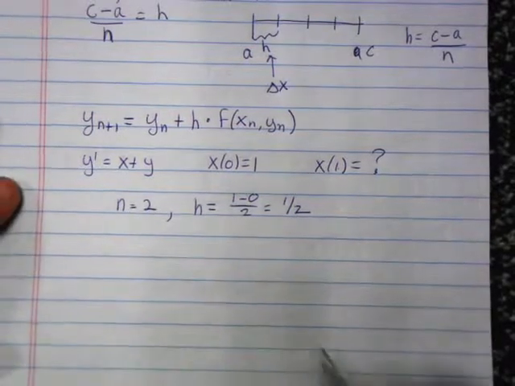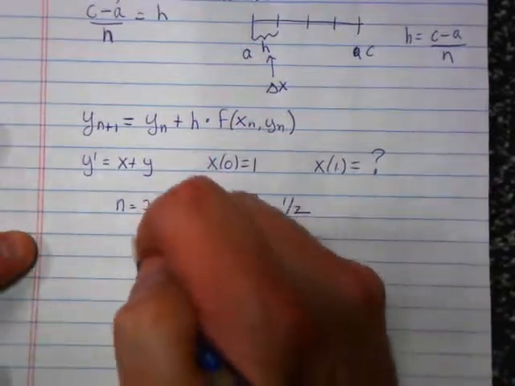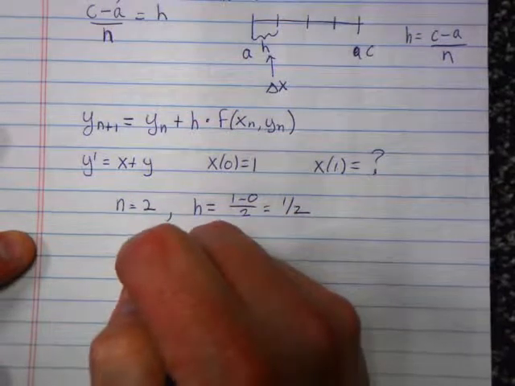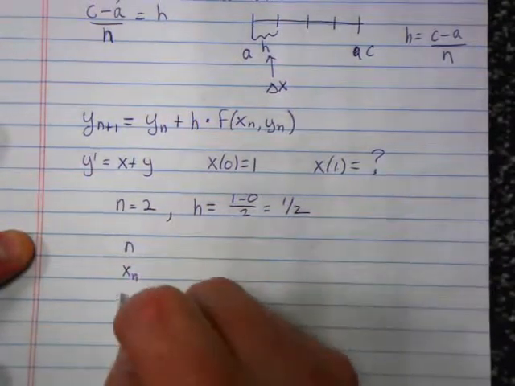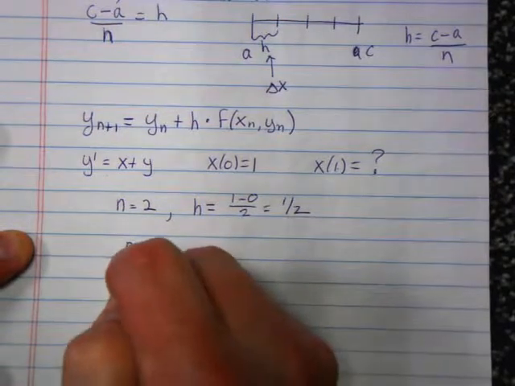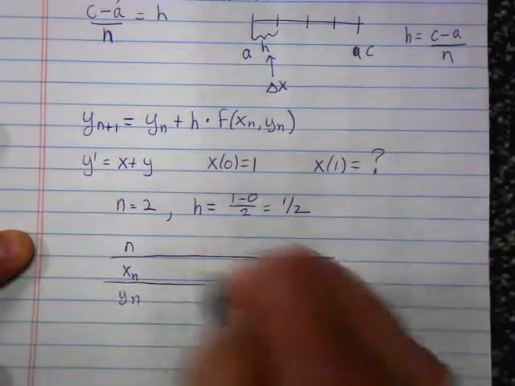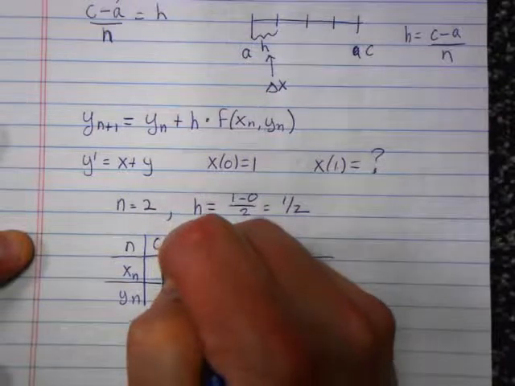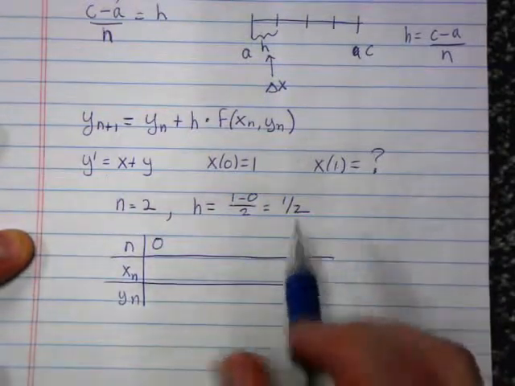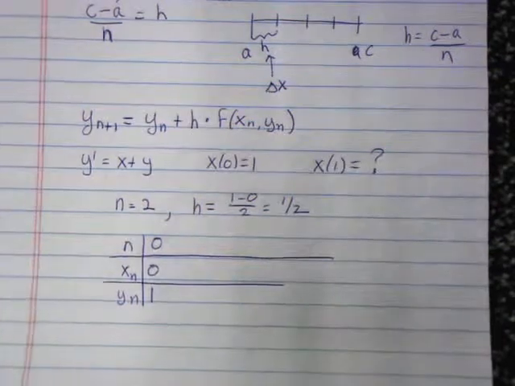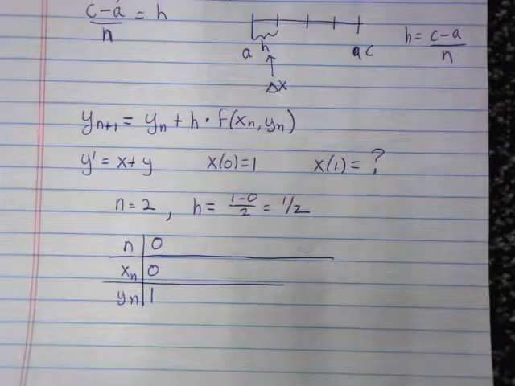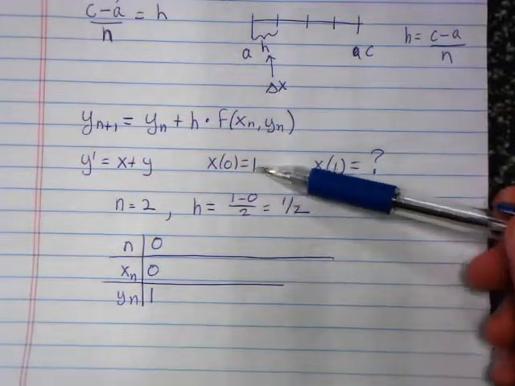All right, what I like to do is build a table here. I'm going to have n, x sub n, and y sub n. When n is 0, x sub n is 0 and y sub n is 1. That was the initial condition given to me. So 0, 1.